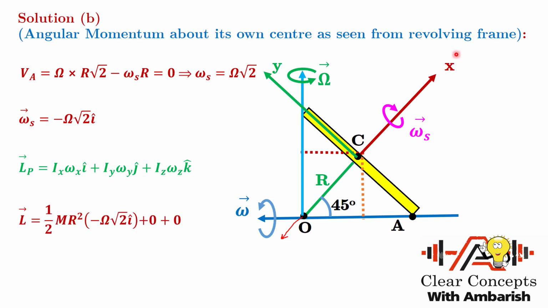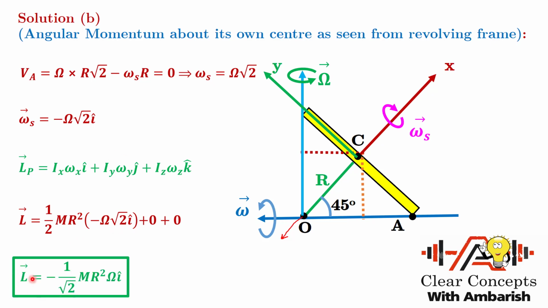So what does this come out to be? I about the x axis is simply half mr square. There is no other component except the omega spin, which is along the x axis only, so there is no omega y and no omega z. So this itself is the angular momentum about the x axis. This is half mr square times minus omega root 2 i cap, plus 0 plus 0. Finally, the expression is minus 1 by root 2 mr square omega i cap. So this is the final correct expression for angular momentum from the revolving frame.